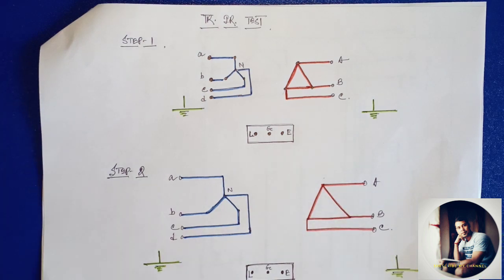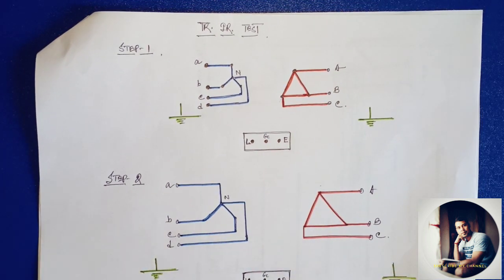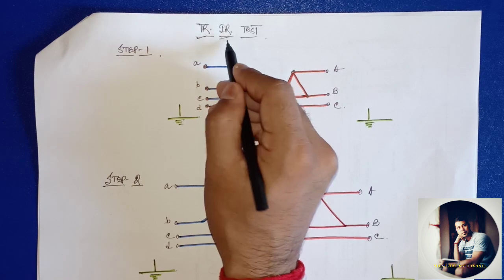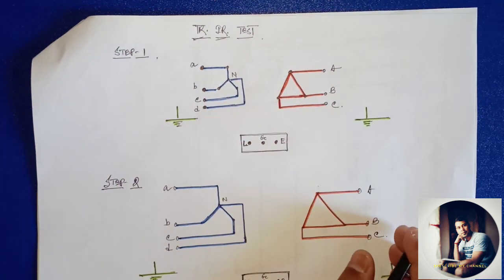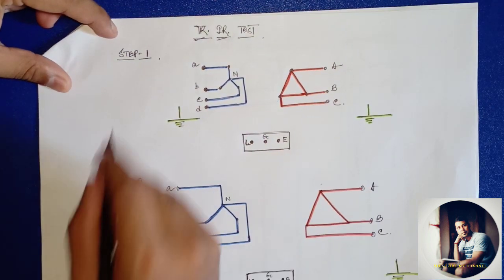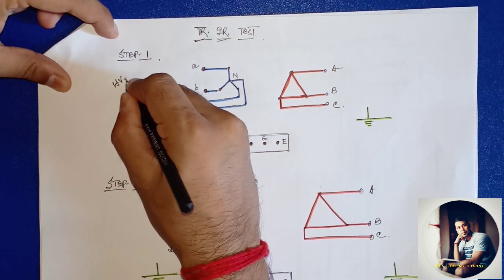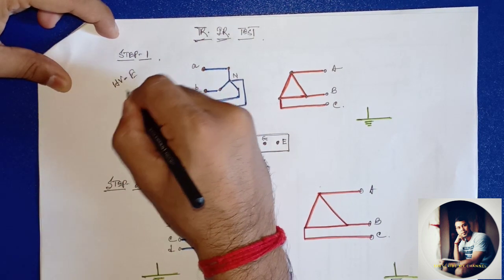Friends, today we will simply discuss, in a simple way, the IR test of a transformer. TR stands for transformer, IR stands for insulation resistance, and it's a simple test. So friends, first step, we will test the high voltage to earth.